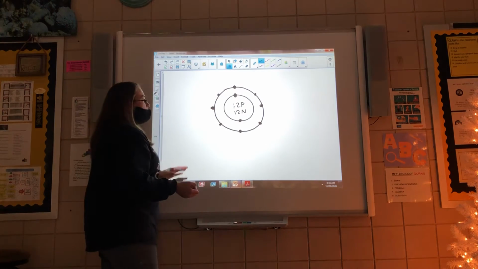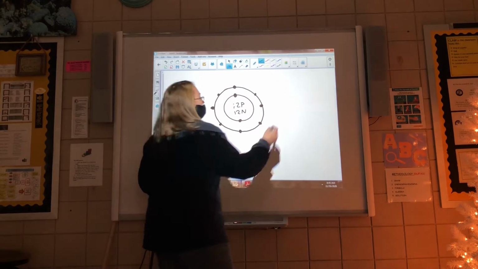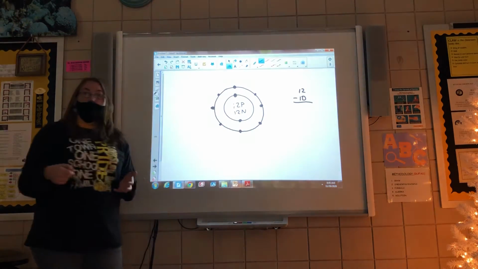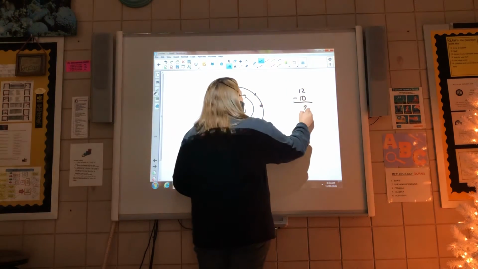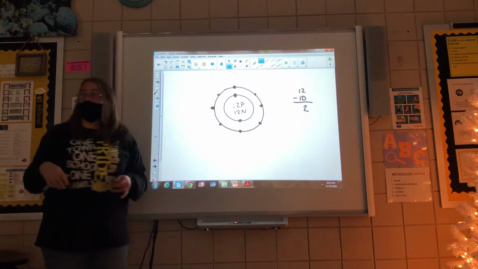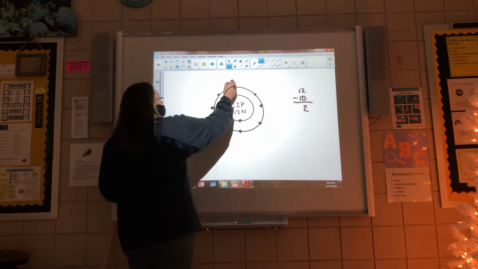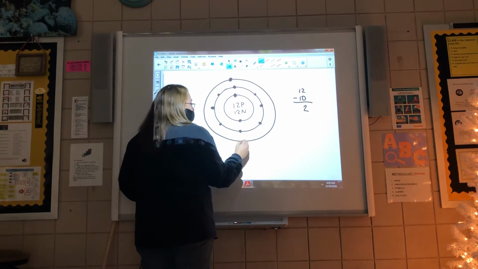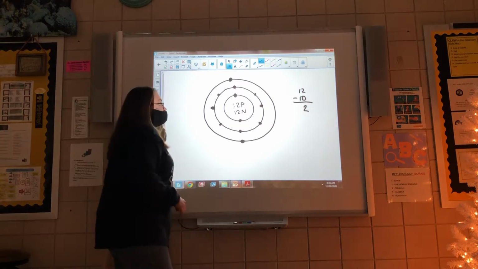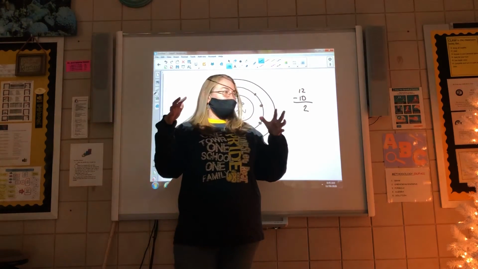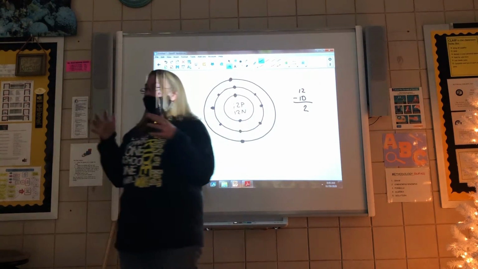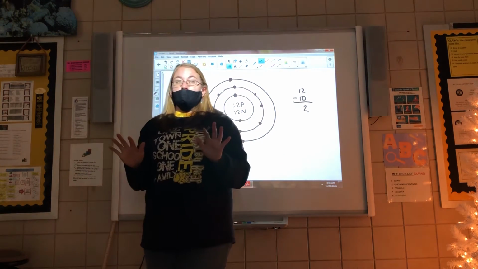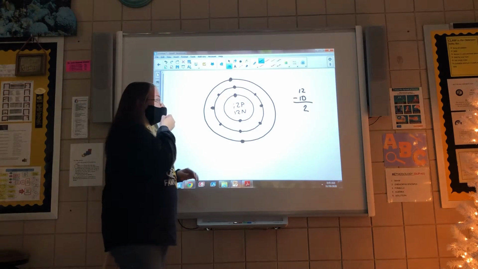Alright, so I used 2 plus 8. I've used 10 electrons. I had 12 total to start with. How many do I have left? 2. So where are they going to go? They're going to go on the next level. Now you always need to keep in mind 8 is the happy number, because even as those levels get bigger and hold more, there's sub-levels within. But I want you to always think of 8 as a happy number. 8 makes the atom happy.